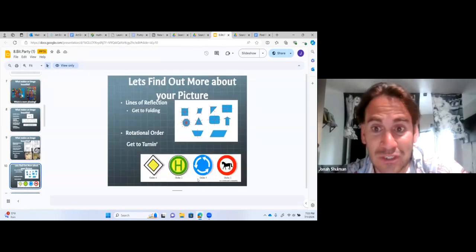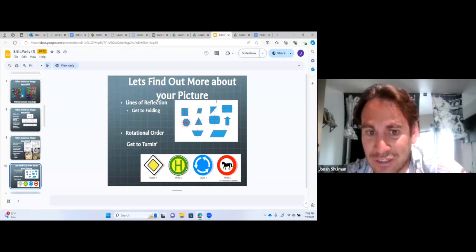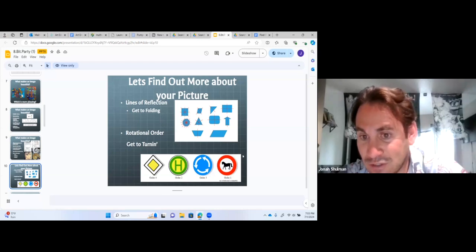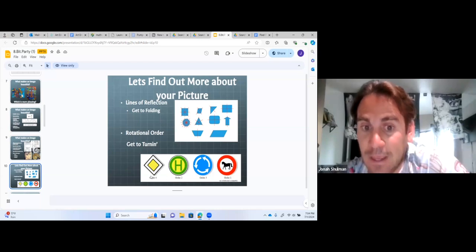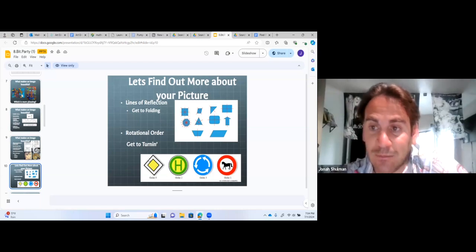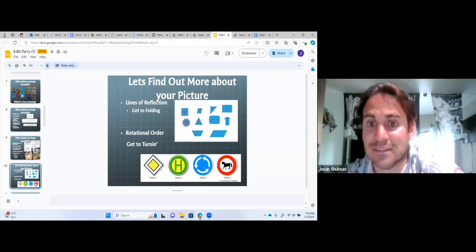So once they have their picture done, they got to do lines of reflection. And then this is rotational order. So at 360 degrees, it looks the same. This would be 360 divided by 3, so this is every 120 degrees. This is an order of 2, so every 180 degrees it looks the same. And this is 360 divided by 4, so every time we go 90 degrees, it looks the same.